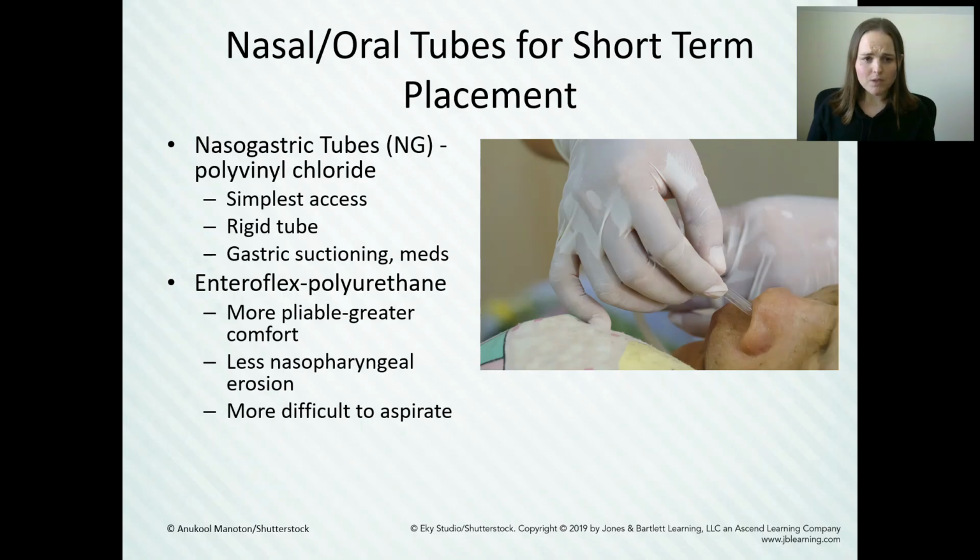So you'll see the enteral polyurethane tubes. Those are a more pliable tube that we use for feeding tubes, and they're just a lot more comfortable in the nose, and they're more difficult to aspirate.